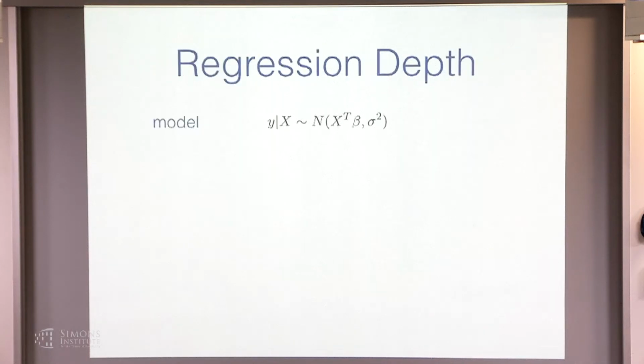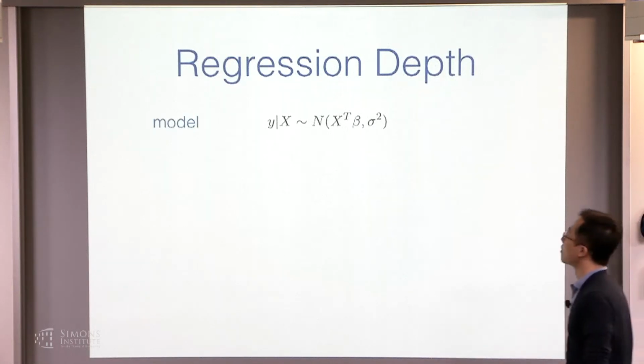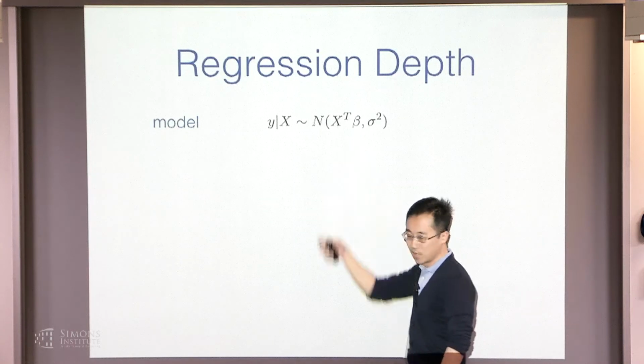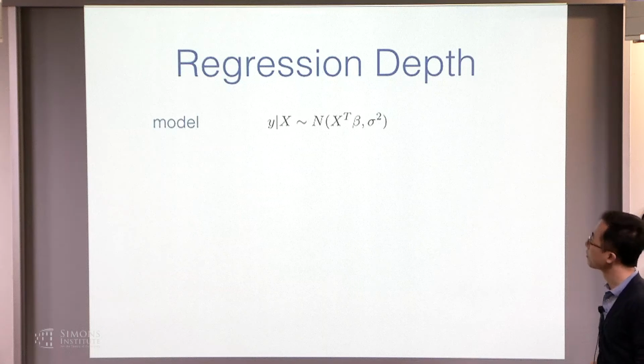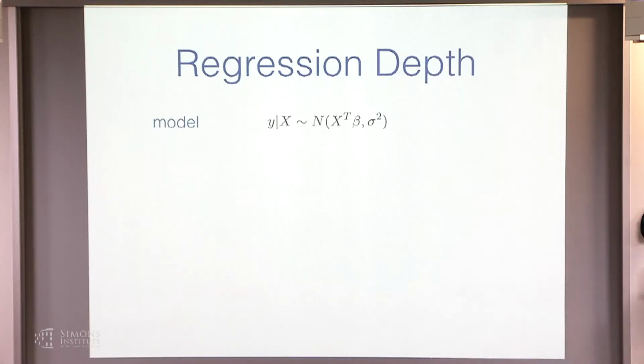Now let's try to talk about regression. For regression, let's talk about this simple Gaussian linear model where the conditional distribution of y given x is specified by this Gaussian linear model. And then is it possible to robustly estimate the regression vector beta using ideas similar to Tukey? Well, there is something called regression depth, and I'm going to introduce its definition.